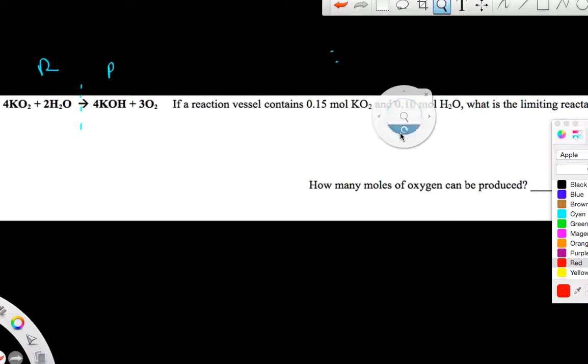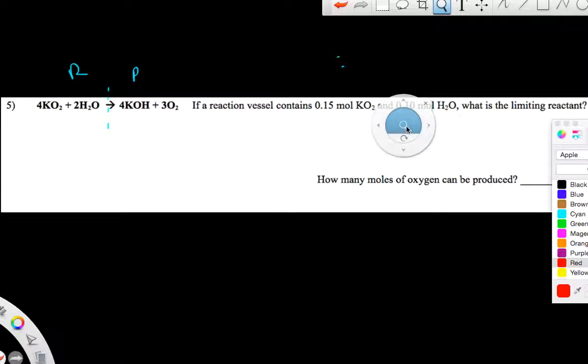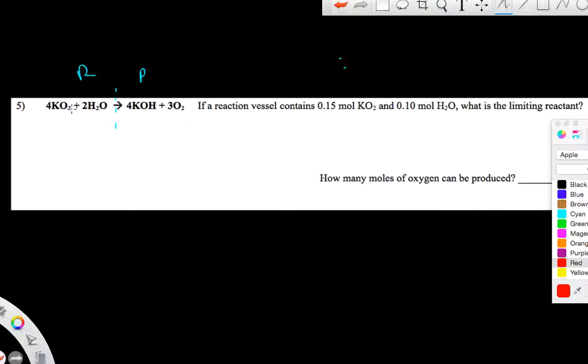Let's try this one. It says we have this chemical reaction: 4KO2 plus 2H2O yields 4KOH plus 3O2. And it says if a reaction vessel contains 0.15 moles of KO2 and 0.1 moles of H2O, which is the limiting reactant? So what we want to do here is write down all of our information first.